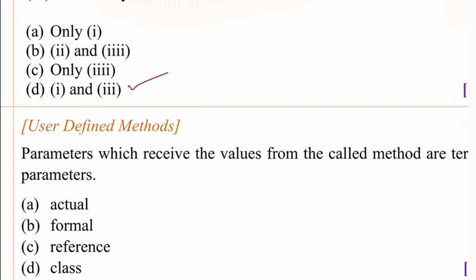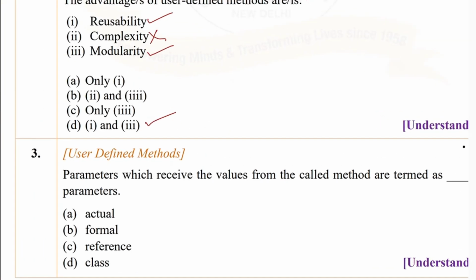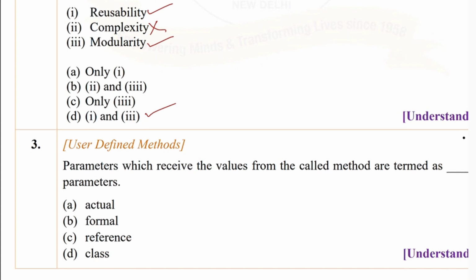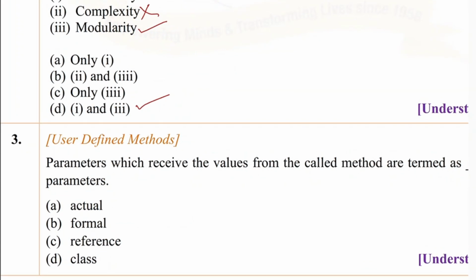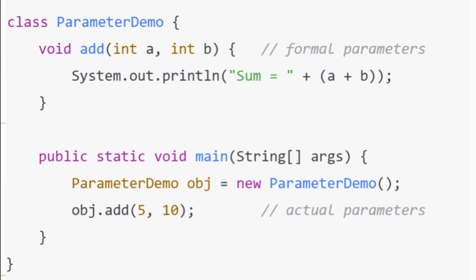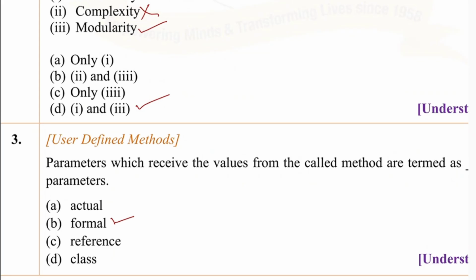Parameters which receive the value from the called method are dash parameter. This is your actual and formal parameter. There are two types of parameter, actual and formal parameter. In function define, formal parameter; in function call, actual parameter. The parameter which receives the values from the method is known as formal parameter. This is your function define parameter, formal parameter, and actual parameter is the parameter used in function call. So this is your formal parameter which receives the value from the actual parameter.